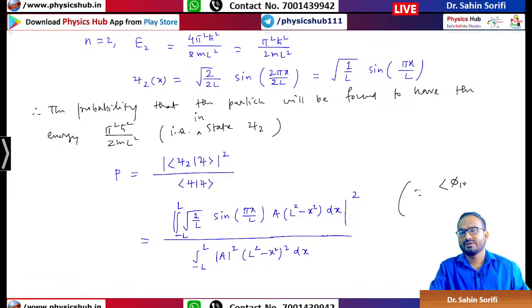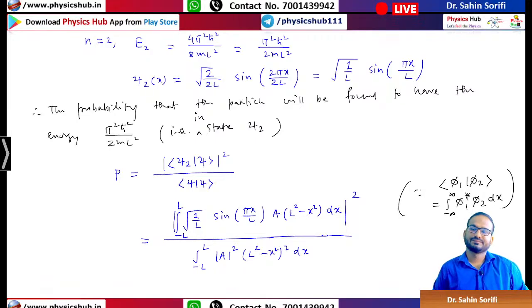let's say phi 1 and phi 2, it is minus infinity to plus infinity phi 1 star phi 2 dx. So here it is minus L to plus L.